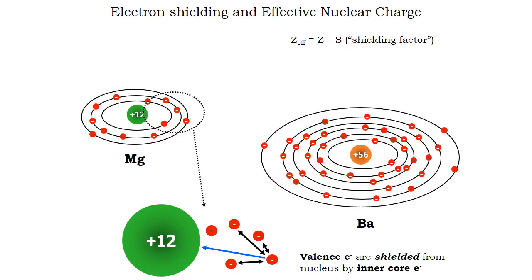The idea here is that this outermost valence electron for barium feels a much lower effective nuclear charge than magnesium's valence electron does. Not only because, number one, it's further from the nucleus, but there are a lot of inner core electrons between this valence electron and that plus 56 nucleus. So even though Z is high, plus 56, there's a ton of electrons in the way. So barium is going to have a lower effective nuclear charge because it has so much shielding going on.